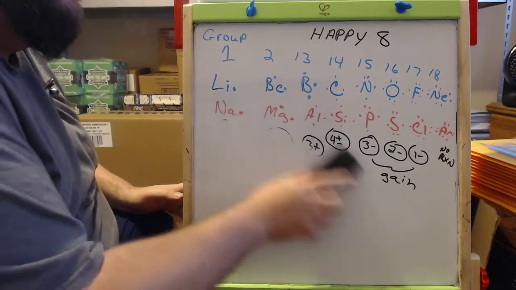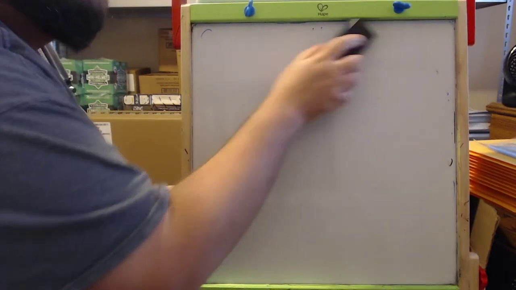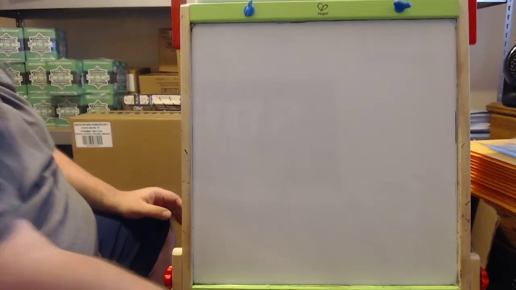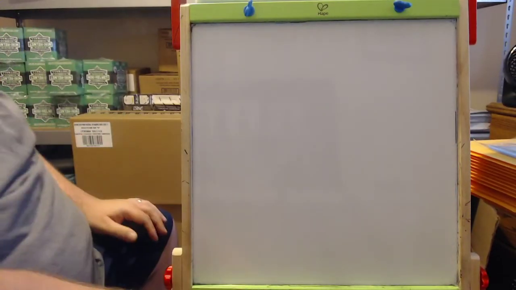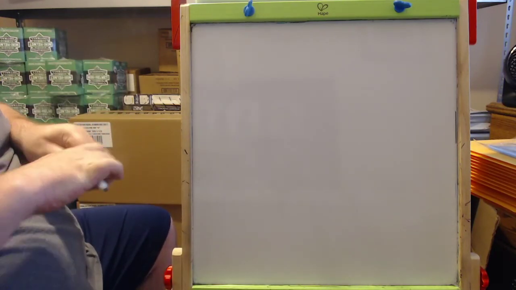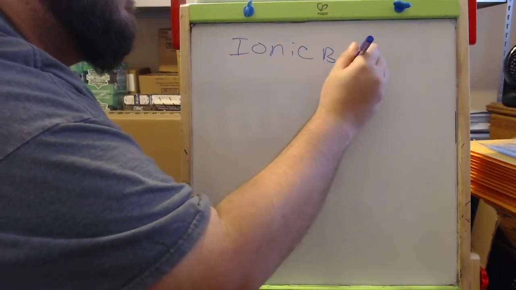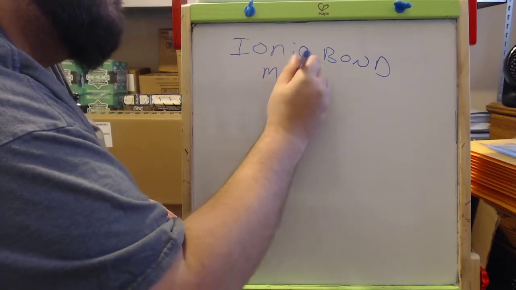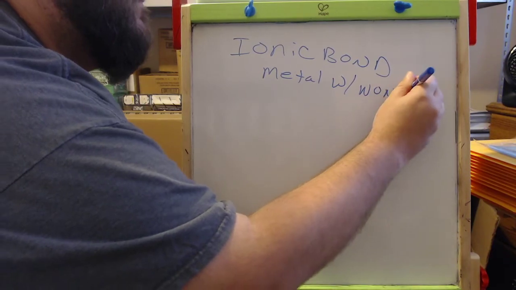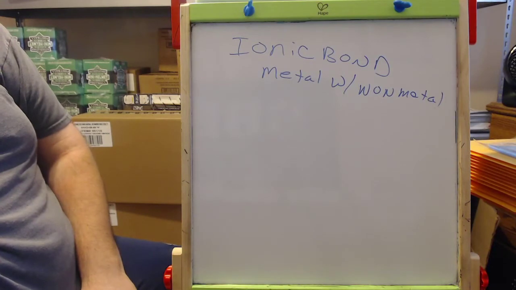Then let's talk about putting them together. So, in order to form an ionic bond is a complete transfer of electrons from one thing to another. An ionic bond, 99% of the time, will be a metal with a nonmetal. It's not always the case. Sometimes there's exceptions, just like everything.